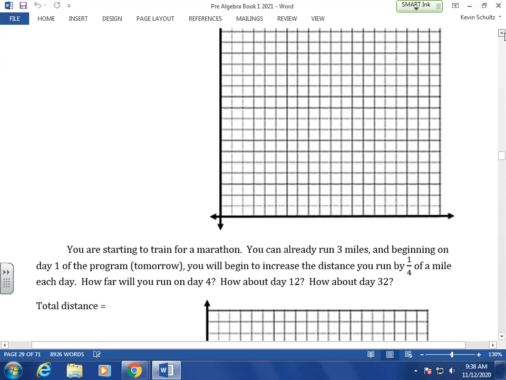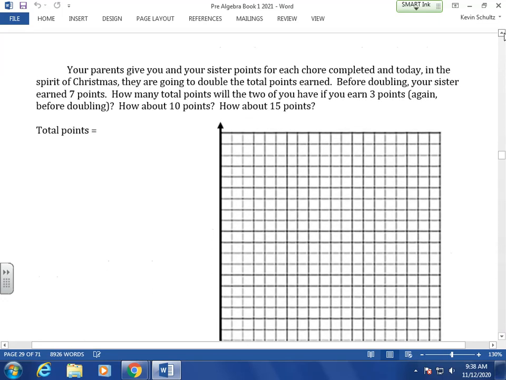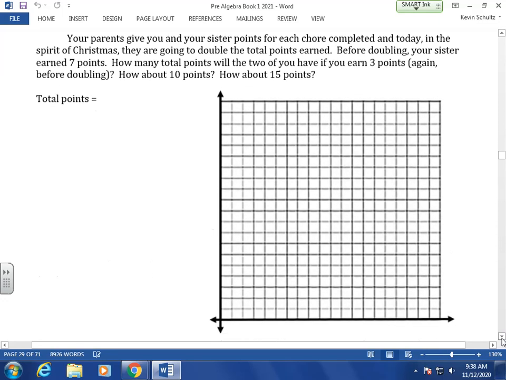So the next one says, your parents give you and your sister points for each chore completed, and today, in the spirit of Christmas, they're going to double the total points earned. Before doubling, your sister earned 7 points. How many total points will the two of you have together if you earn 3 points, again, before it's doubled, or 10 points or 15 points? Yowza. Okay?